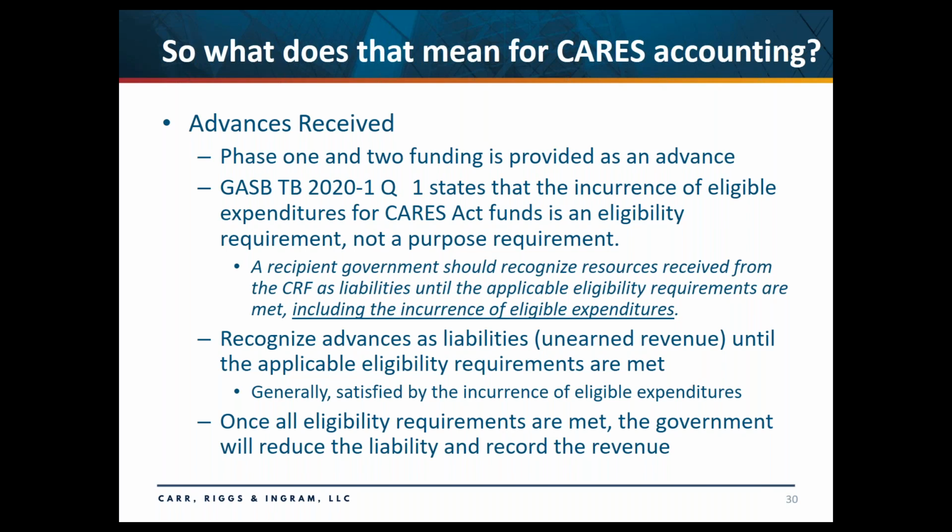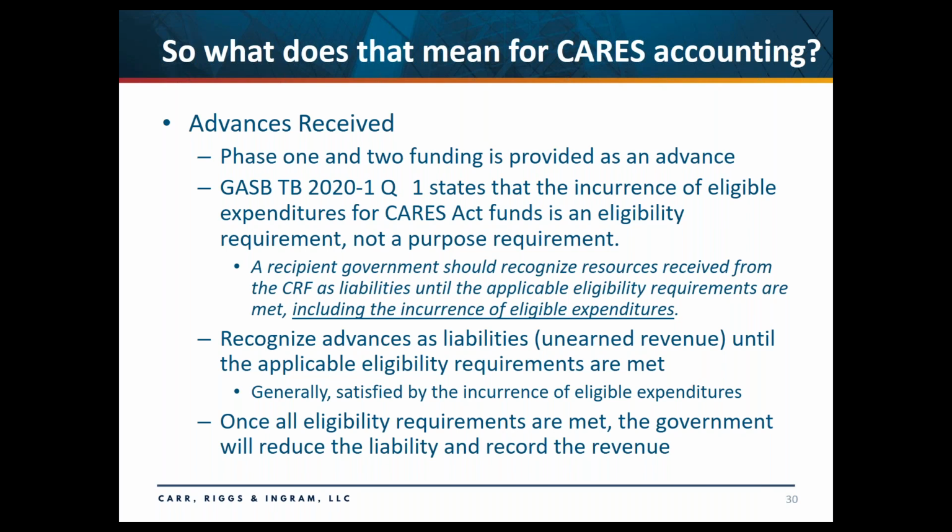So this is what really drives how we're going to account for CARES Act funding. That first question, question 1, states that the incurrence of eligible expenditures is an eligibility requirement, not a purpose requirement. So now all this lecturing I just did on GASB 33, that's why we need to know those words, because this is now telling us it's an eligibility requirement, which drives revenue recognition, not a purpose requirement, which doesn't.